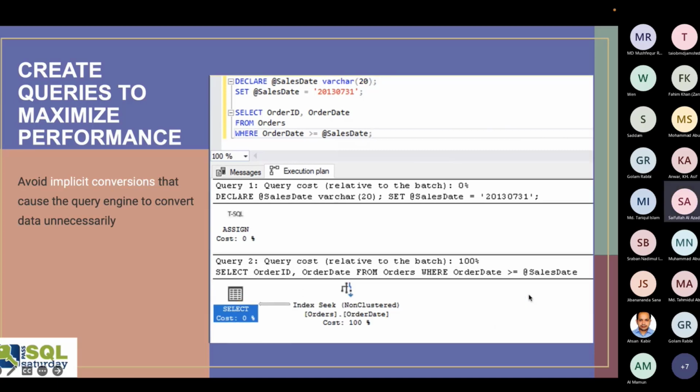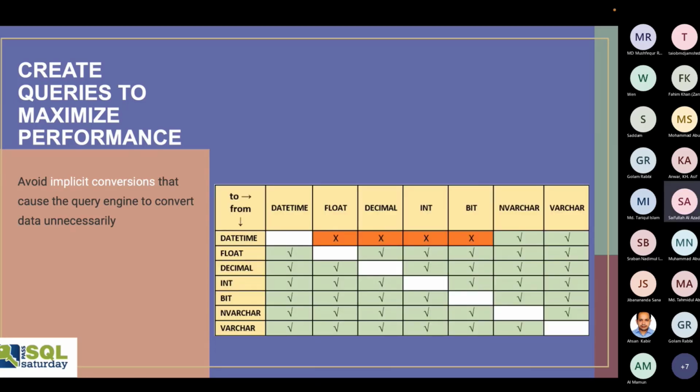If I use the varchar, then it simply goes to the actual query at 100%, so it will be faster than the previous one. So implicit conversion we should avoid. Here's the tabular structure of what should convert or not, but the best way is no conversion.